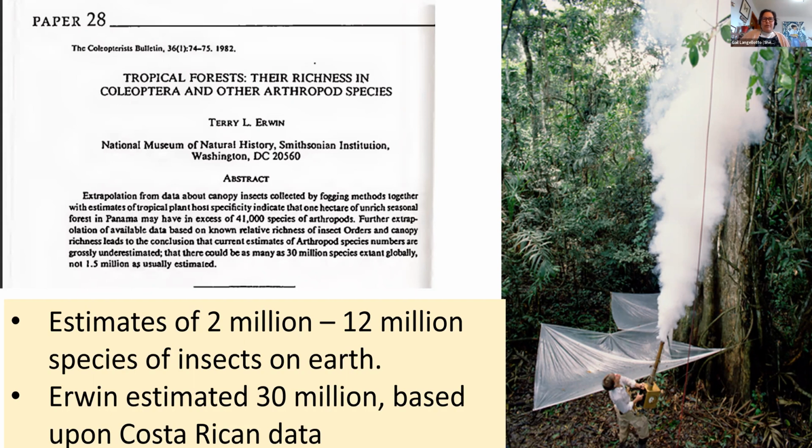Irwin and his team would carefully collect and catalog all of the insects that they collected. And that is how he came up with the super high estimate, way beyond what anyone else had come up with, that there must be close to 30 million species of insect on Earth.